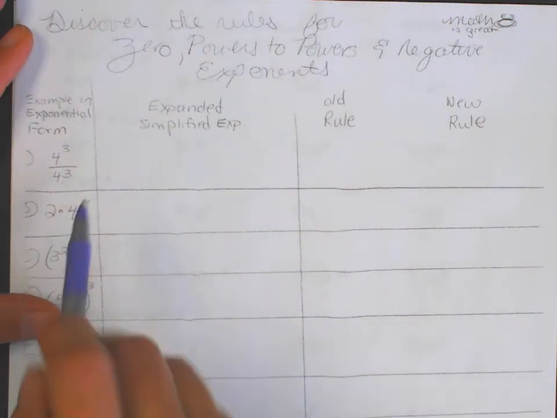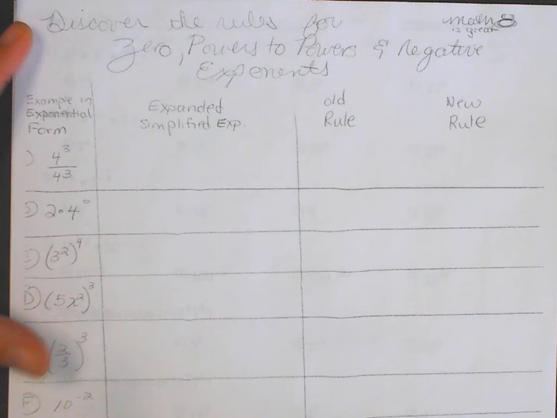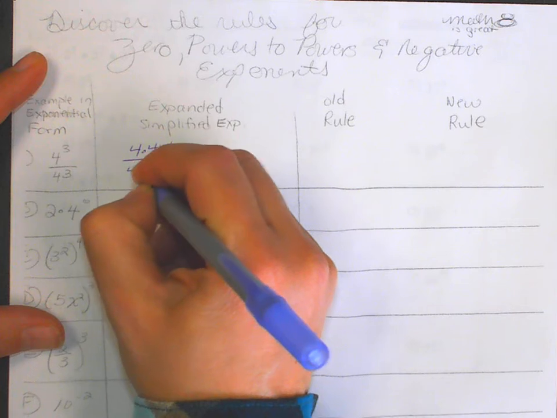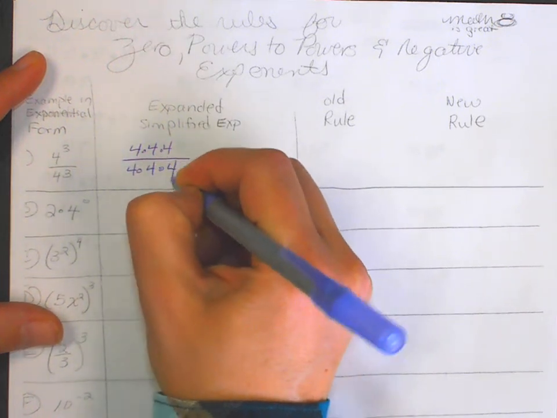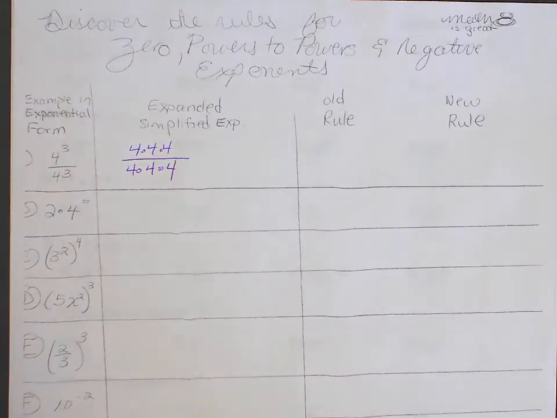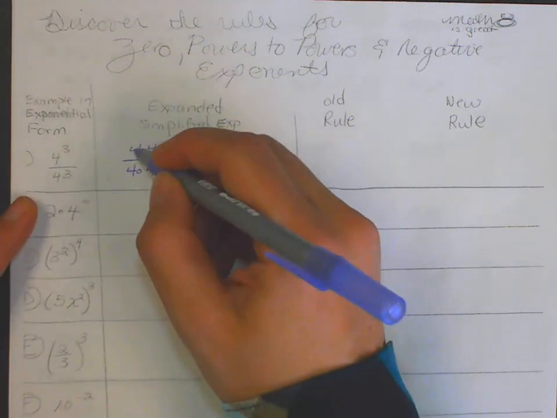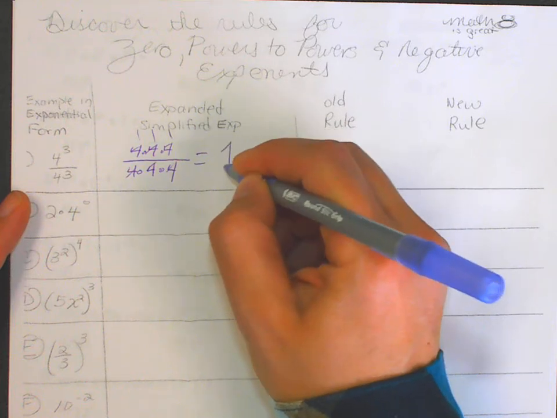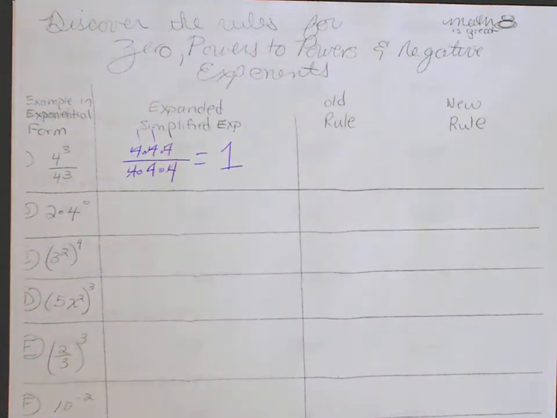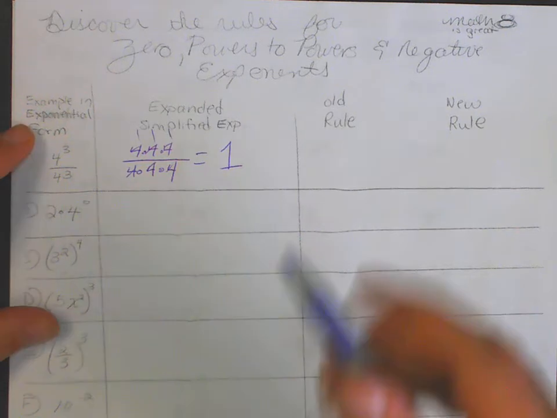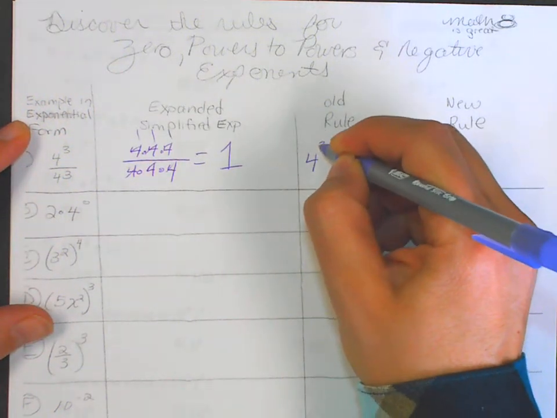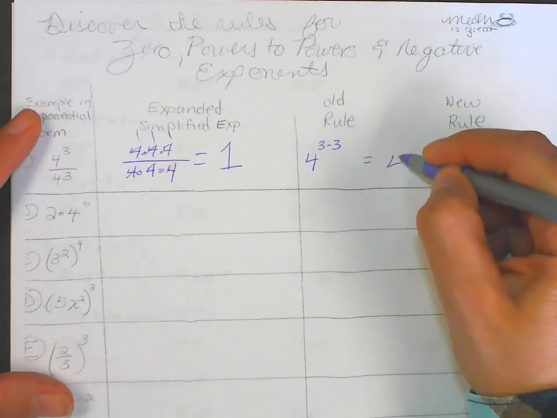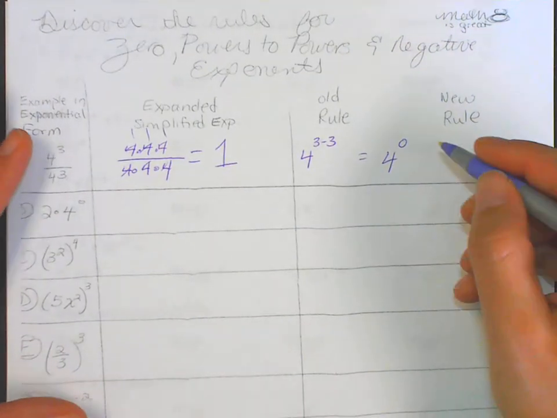rule ourselves. So let's start with 4 to the 3 over 4 to the 3, and let's expand it. The 3 means I multiply it by itself 3 times, and then you see I have 4's on the top and 4's on the bottom. Anything divided by itself is 1. So this is 1. Don't forget, rules we learned in the last lesson. Division is what of the exponents? That's right, subtraction. So that means I get 4 to the 0, which, remember, came out to be 1.